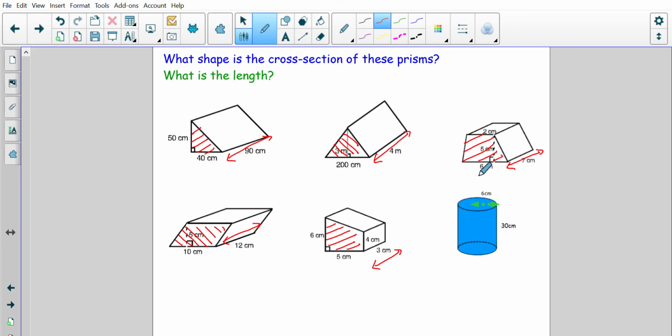And a cylinder, again, we can see we've got a cross section here, which would be a circle, but instead of being at the front, it's at the top because we normally stand cylinders upright. So we could find the area of the circle, and the length would be the height of the cylinder, which is 30 centimeters. We're not actually going to be doing cylinders today because we haven't looked at how to find the area of circles yet, but the principle is the same.